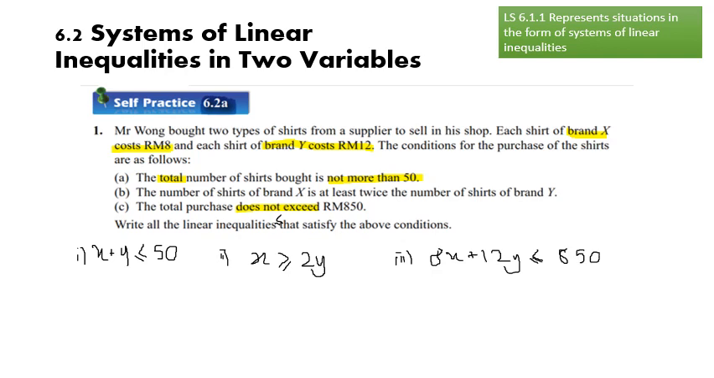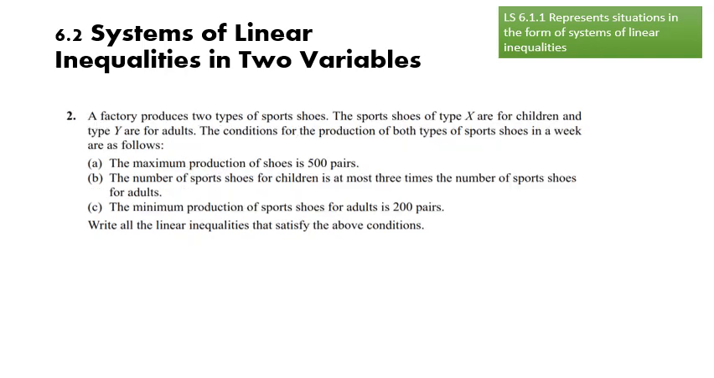Okay, so far so good. Okay, next example. A factory produces 2 types of sport shoes. So sekarang ada sport shoes. So sama biasanya soalan mengguna X for children and Y for adults. The condition for the production of both types of sport shoes in the week are as follows.